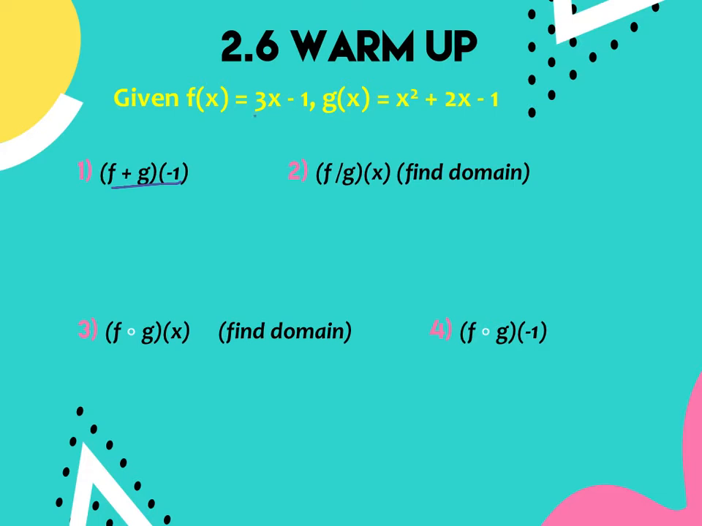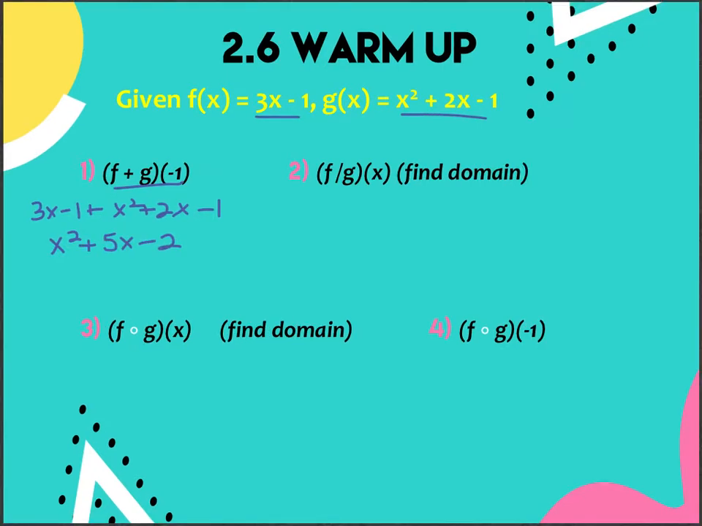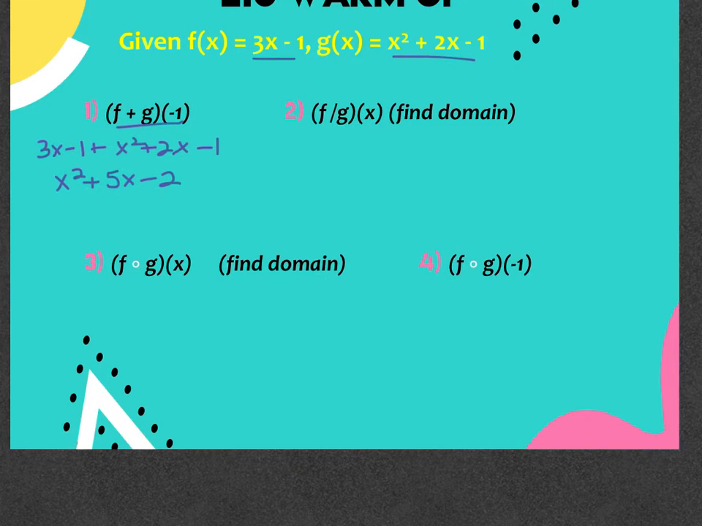I can either combine these two together. So I could do 3x minus 1 plus x squared plus 2x minus 1, combine my like terms, and then plug in the negative 1. So I'd get 1 minus 5 minus 2, which is negative 4 minus 2, negative 6. I could either do it that way, or I can do f plus g of negative 1.